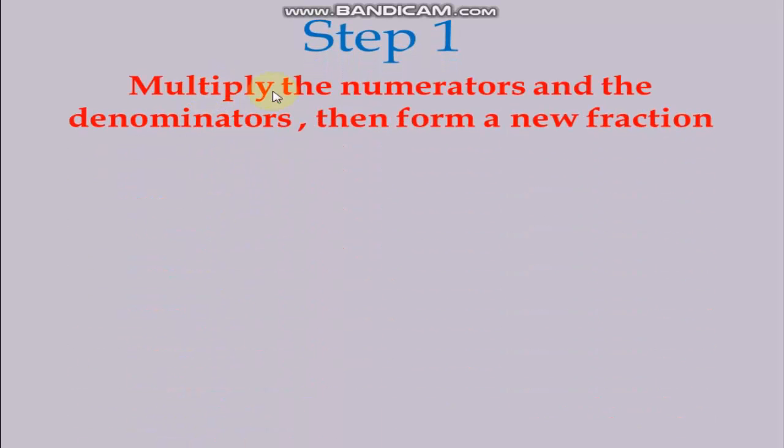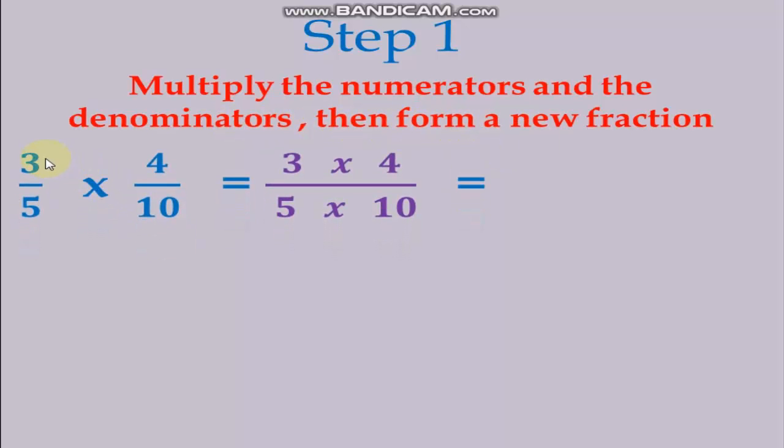Let's see together. Step number 1. Multiply the numerators and the denominators. Then form a new fraction. 3 over 5 times 4 over 10. Multiply the numerators, 3 times 4, and the denominators, 5 times 10. 3 times 4 equals 12. 5 times 10 equals 50.